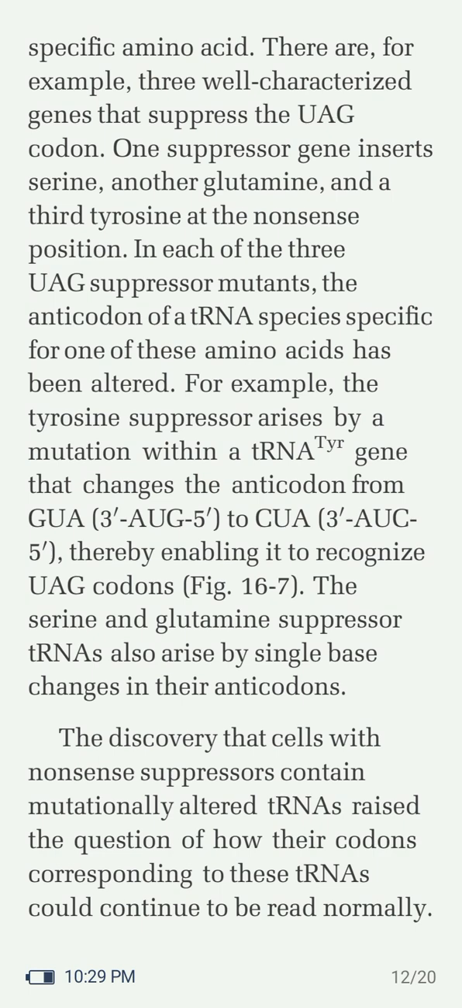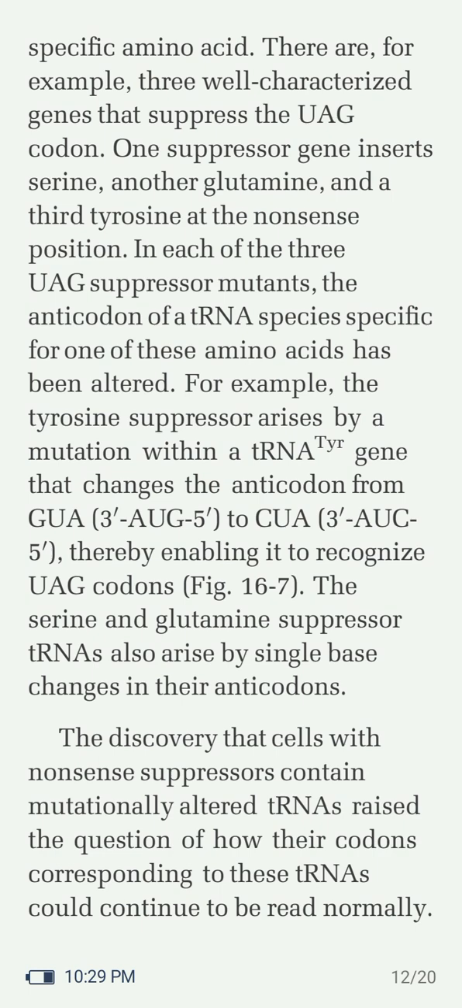In each of the three UAG suppressor mutants, the anticodon of a tRNA species specific for one of these amino acids has been altered. For example, the tyrosine suppressor arises by a mutation within a tRNA TYR gene that changes the anticodon from GUA (3' AUG 5') to CUA, thereby enabling it to recognize UAG codons. The serine and glutamine suppressor tRNAs also arise by single base changes in their anticodons.